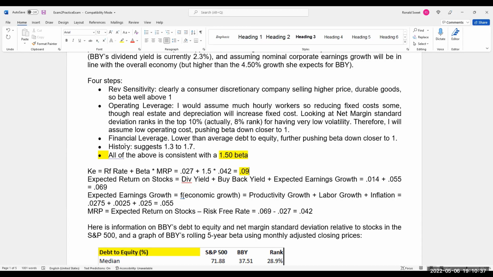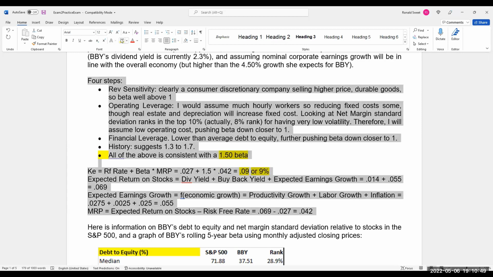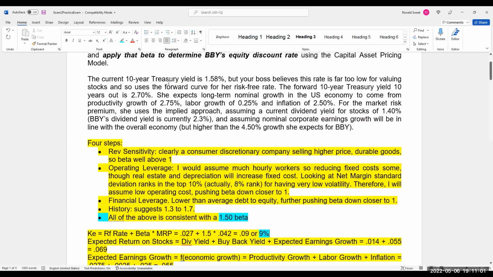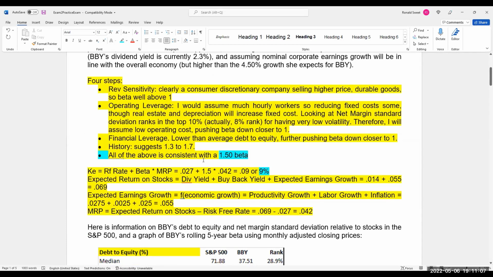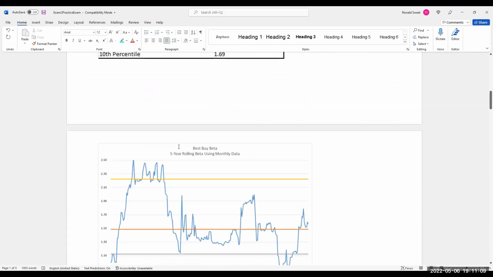get 0.09 or 9%. So any questions on that? There's the full answer. There's my beta. And there's my KE. So those are the two things we asked for, right? Determine their beta and determine their equity discount rate. So there's their beta, there's their equity discount rate. All right, I'm going to move on to number 2 unless someone stops me.